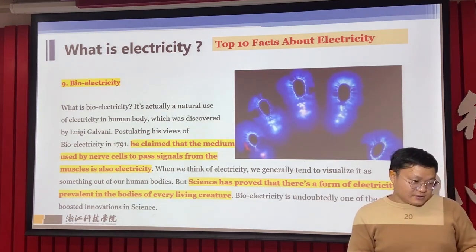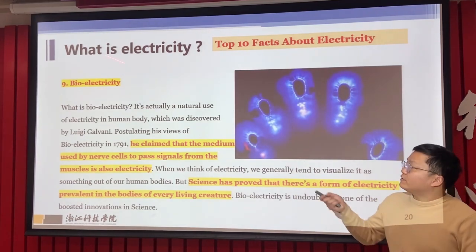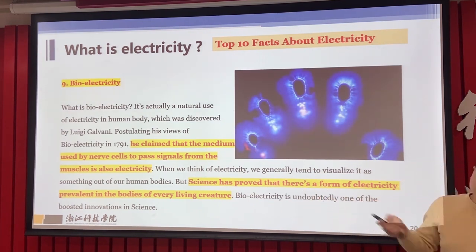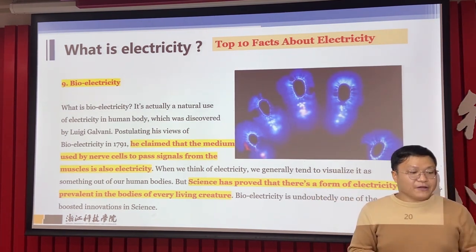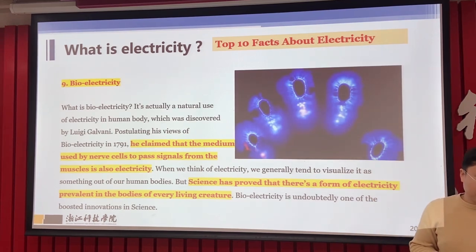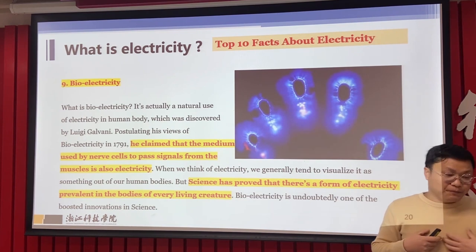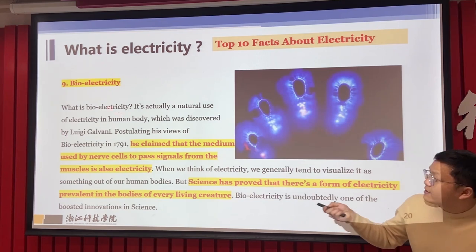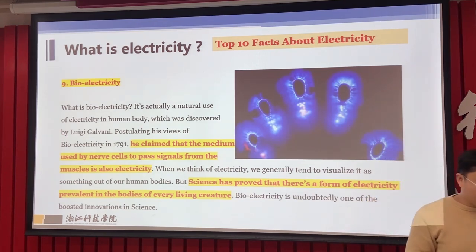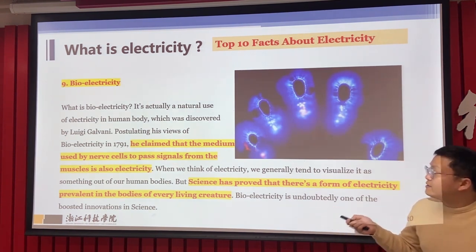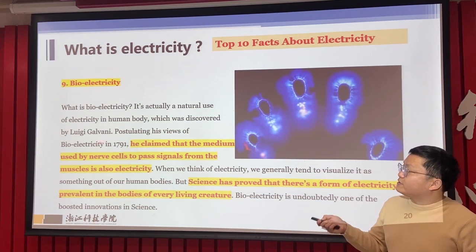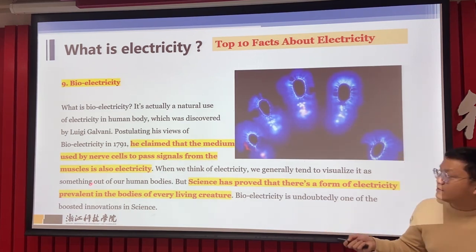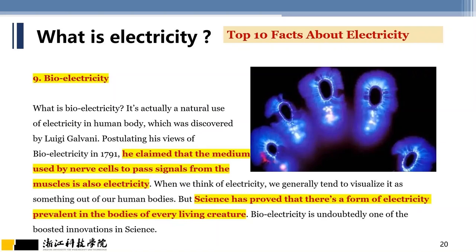And the next one, we have some study into bioelectricity. What is bioelectricity? It's actually a natural use of electricity in human bodies, which was discovered by a scientist, saying he claimed that the medium used by nervous cells to pass signals from the muscles is also electricity. We use electricity to pass signals in our bodies.